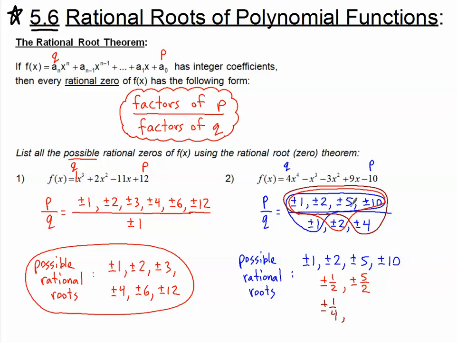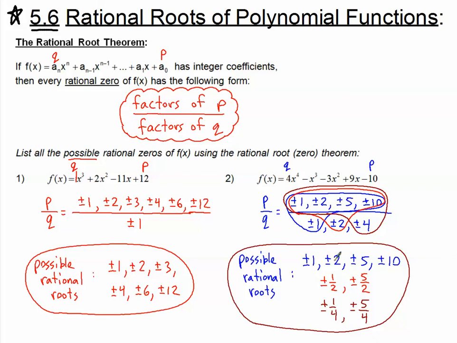Plus or minus 5 divided by plus or minus 4. We haven't had plus or minus 5/4 yet, so there it is. And lastly, plus or minus 10 divided by plus or minus 4. 10/4 reduces to 5/2, and we've already done that. So here are all of our possible rational roots. And that's really as tricky as it can get. You just go in some sort of an order and make sure you have all of them.